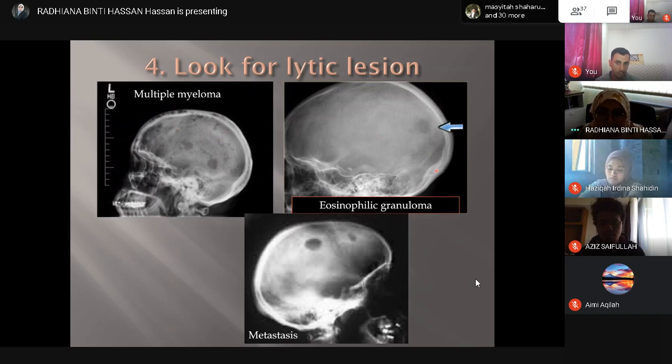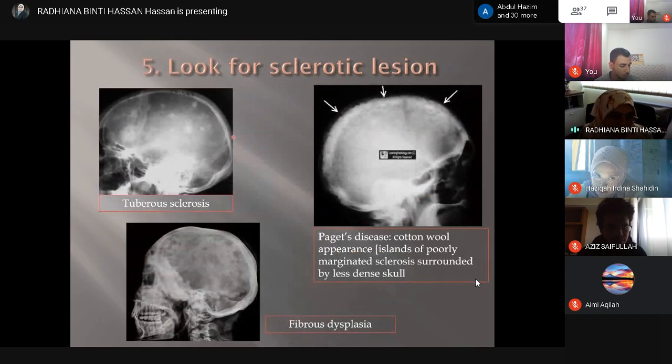In this case, it's multiple myeloma. Sometimes you can have a solitary lesion, for example, in eosinophilic granulomas. Another lesions, metastasis can also be multiple. Sometimes the changes of the bone is sclerotic, so that means whiter than normal. So you look at all these rounded opacities or the sclerotic region. This one is a very ill-defined sclerosis, almost all the skull is involved.